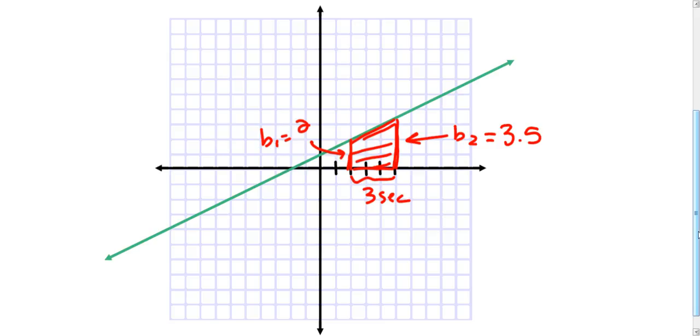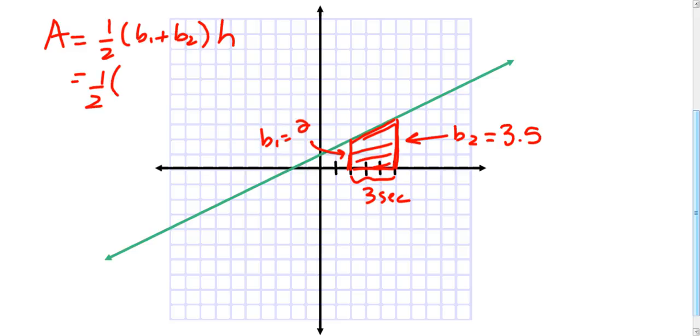So again, you can do a trapezoid. Trapezoid is 1/2 of base 1 plus base 2 times your height. So 1/2 of (2 plus 3.5) times my height, which is 3. When I figure all of that out, I get an area of 8.25.